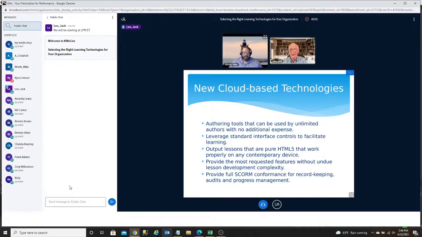I don't know how many courses some of these authoring tool providers put on to teach you how to use their product that actually cost a significant amount of money. There are tools out there in the market that can solve these problems. And what you really want to make sure is that you've got standards compliance, or SCORM conformance, which for 99% of the marketplace is going to work for record keeping, audits, and progress management.